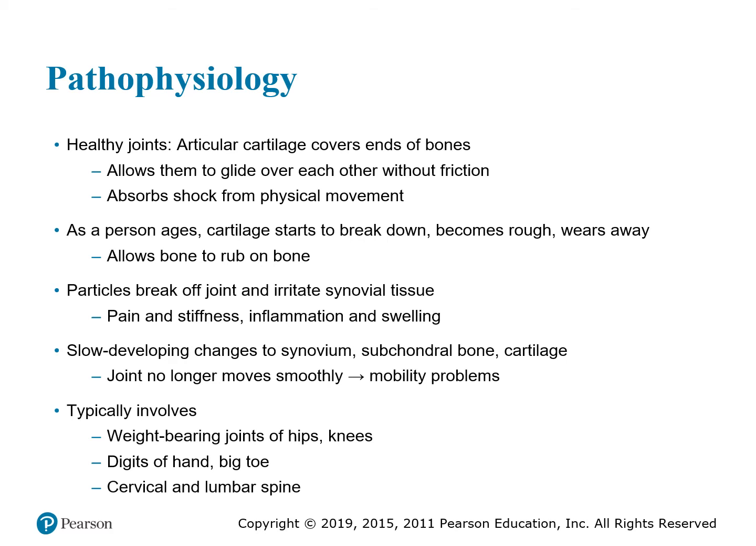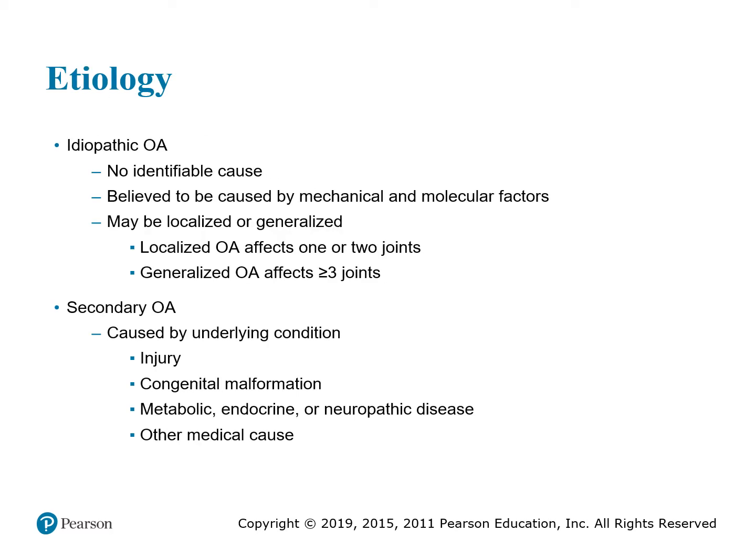and as this wears and tears away. So what causes OA? There's no identifiable cause, but it can be mechanical and molecular factors. So as an individual ages, the cartilage, like I said, breaks down, and sometimes it's just normal wear and tear. It may affect one or two joints. It may affect equal to or greater than three joints.